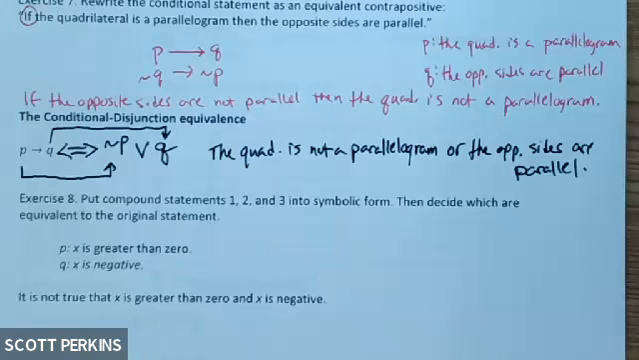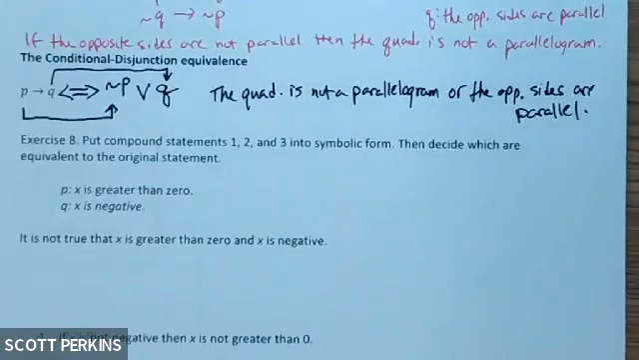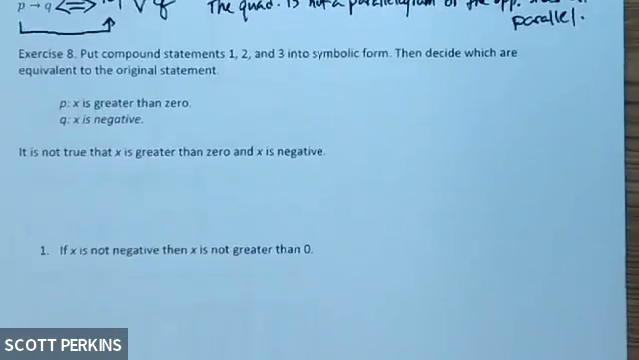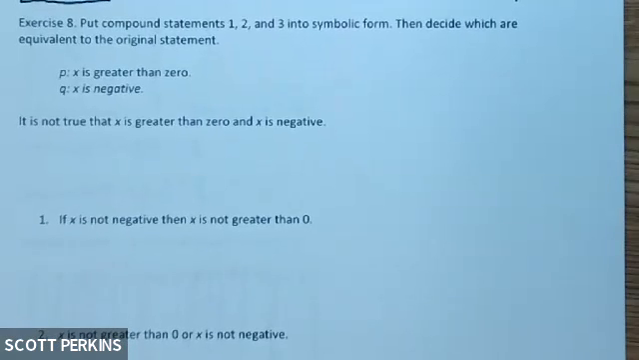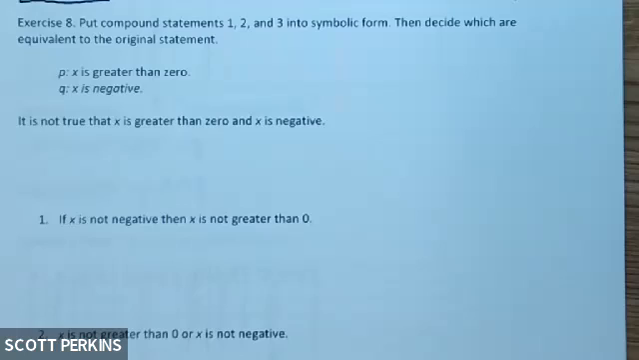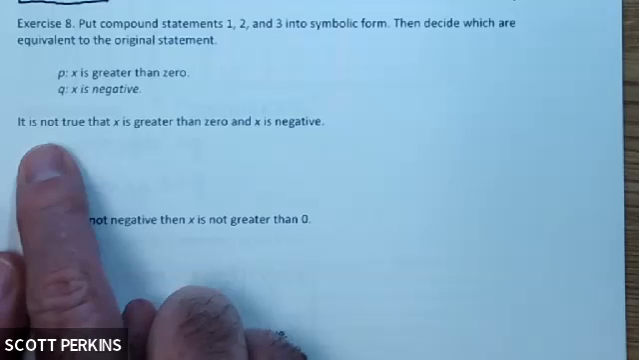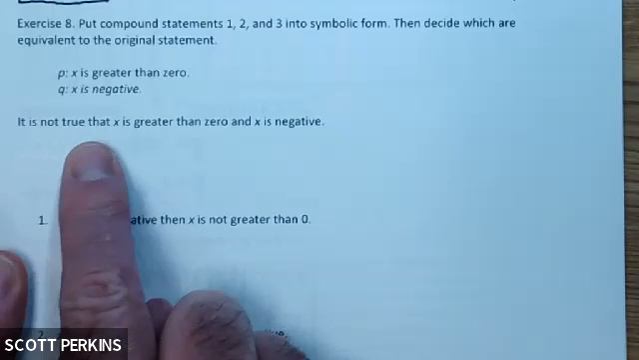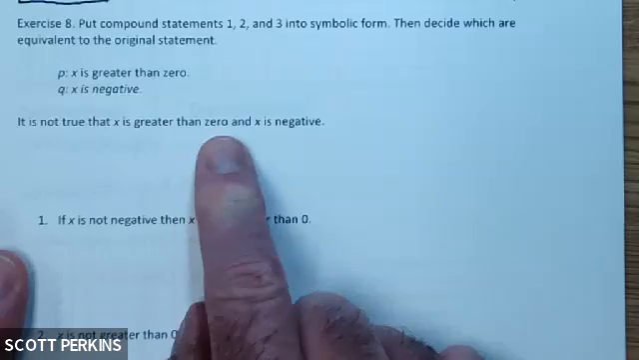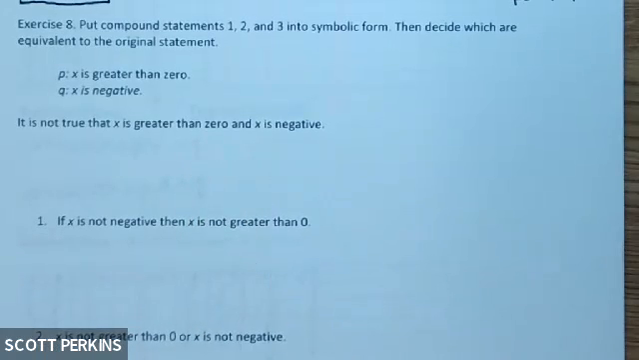So here's our last exercise for this section. It's just practicing some of these equivalences that we can take to the bank. So here's what we're going to do in exercise 8. I have defined two simple statements for us. Statement P is X is greater than 0. Statement Q is X is negative. Here's what I would like you to do first. I'm going to give you 30 seconds. Take this given statement right here. It is not true that X is greater than 0 and X is negative. Write that symbolically, please.